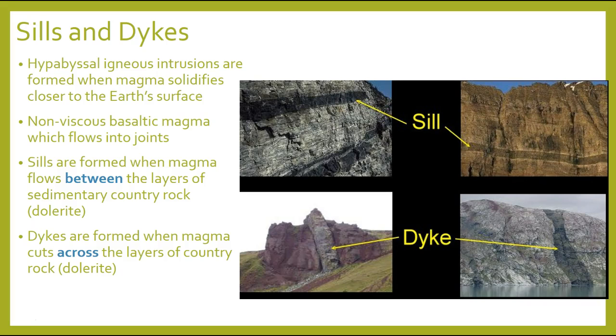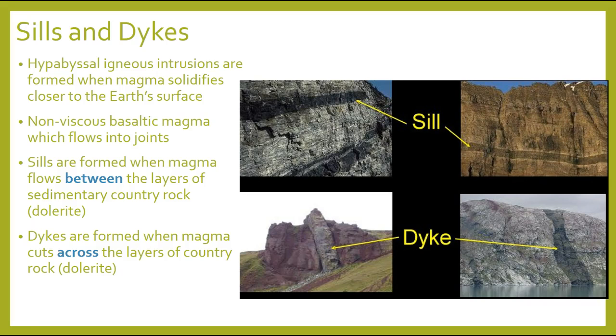So they're usually non-viscous basaltic magma in composition, and therefore they flow into joints. Felsic magma is really viscous and does not flow as well, which is why you don't ever see sills and dikes made of felsic material. It's only ever mafic material.